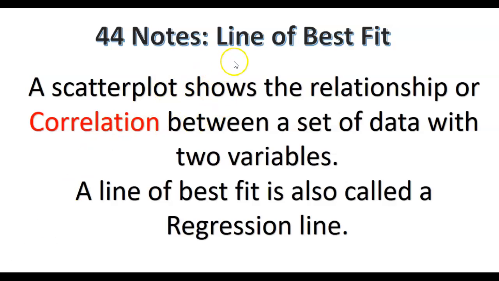Today we're going to be looking at the line of best fit. We're going to look at scatter plots that show a correlation between a set of two variables, and we're going to be finding the line of best fit. The line of best fit can also be called a regression line. Is it obvious from the name what a line of best fit is going to be?